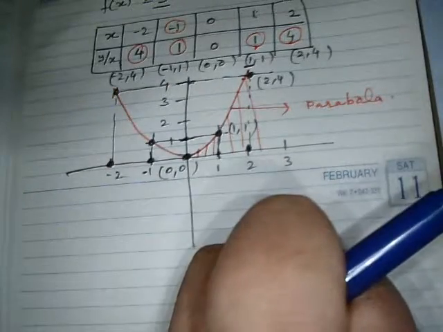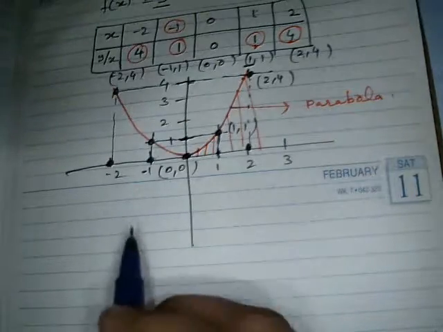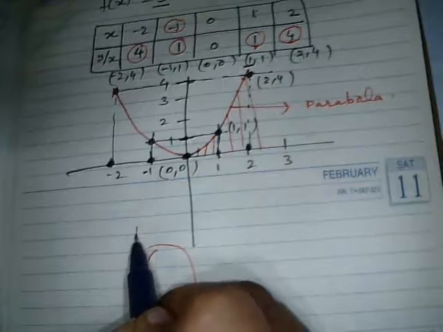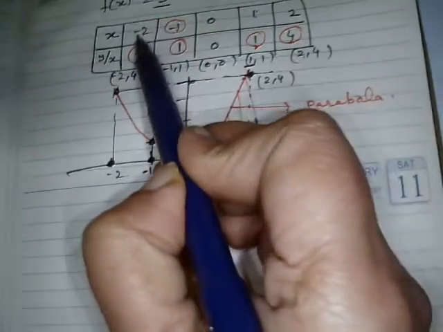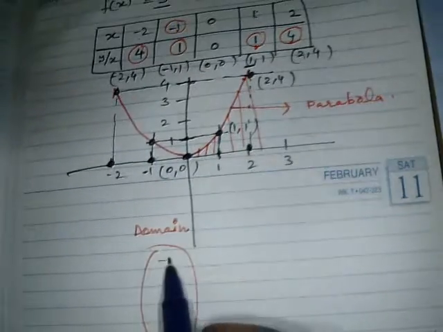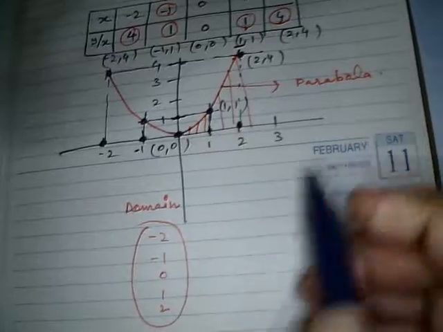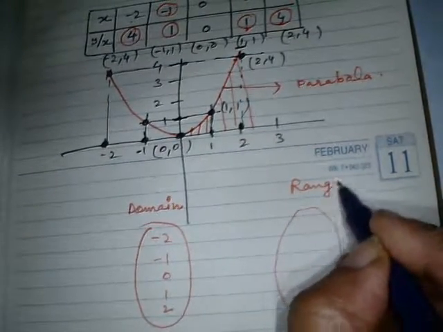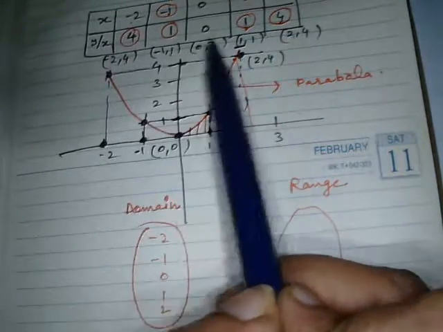Here, suppose I make this mapping. I am going to write domain. Domain means the values of x. So x values -2, -1, 0, 1 and 2. And range. Range is a collection of the second point of each ordered pair, meaning the y values. So that is going to be 4, 1, 0, 1 and 4.